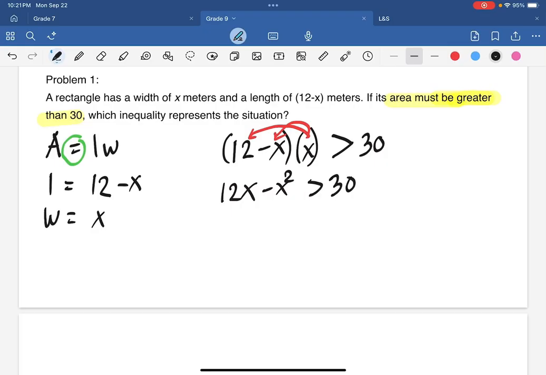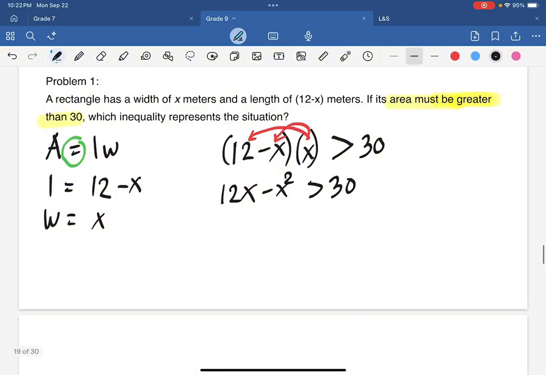But to write this properly, according to the standard form ax squared plus bx plus c is greater than, or it could be less than, greater than or equal to, or less than or equal to 0. Anyway, let's just stick to this first. Let's have our negative x squared written first according to the standard form. So we have negative x squared plus 12x is greater than 30.